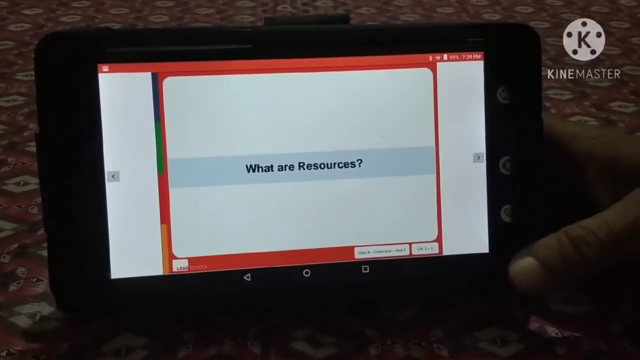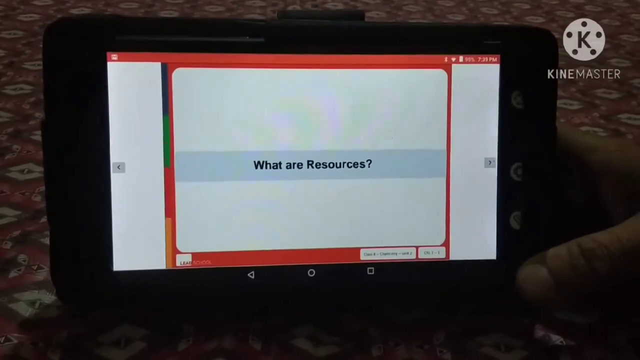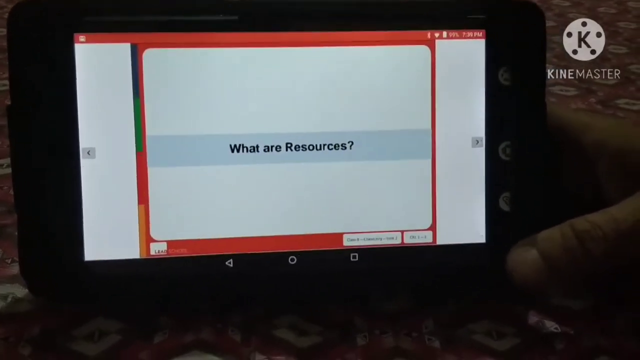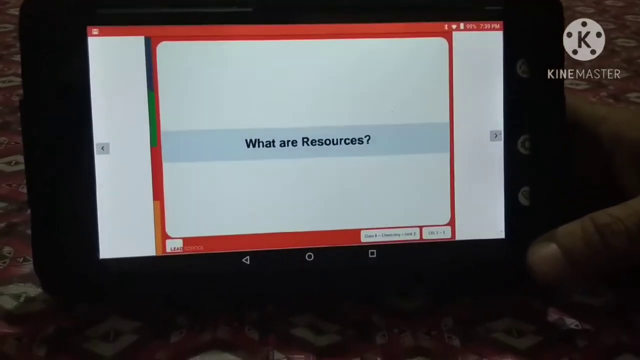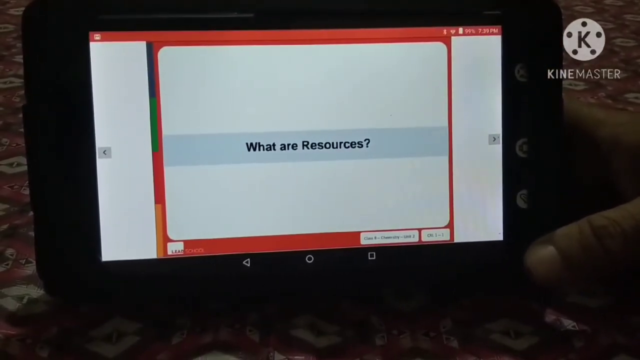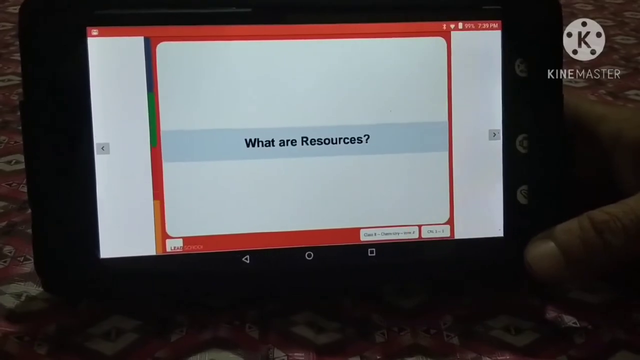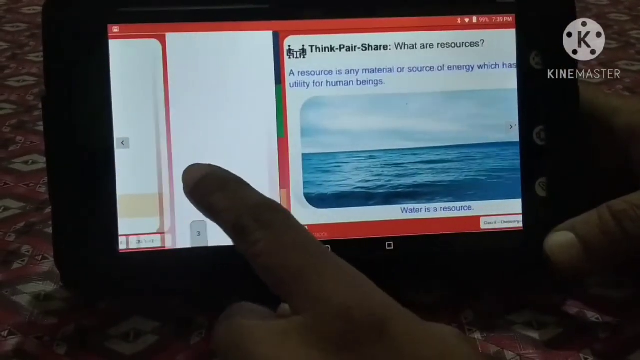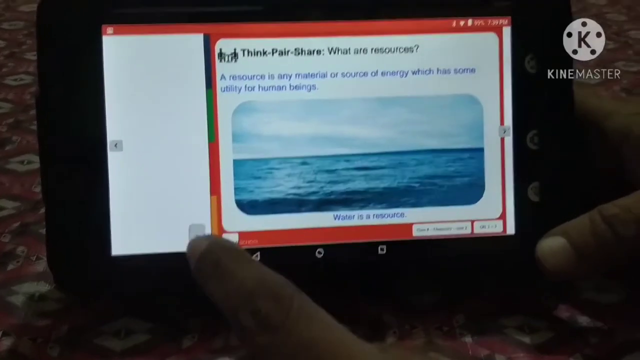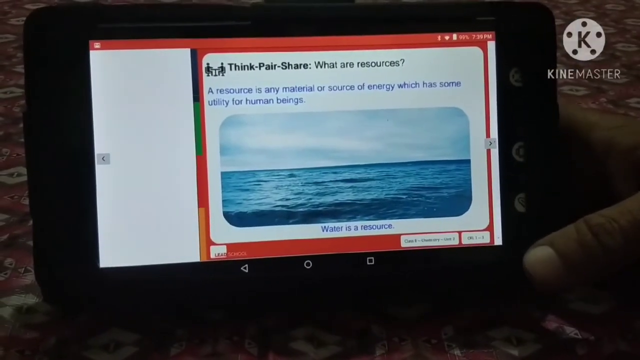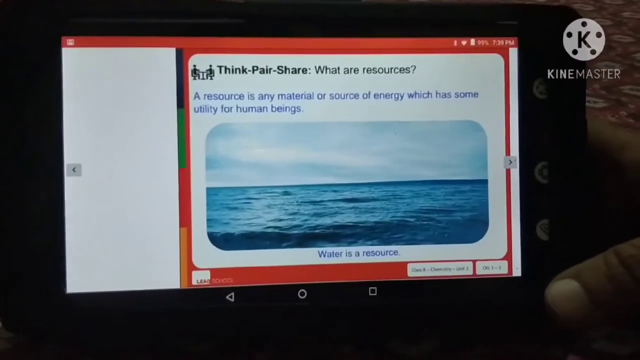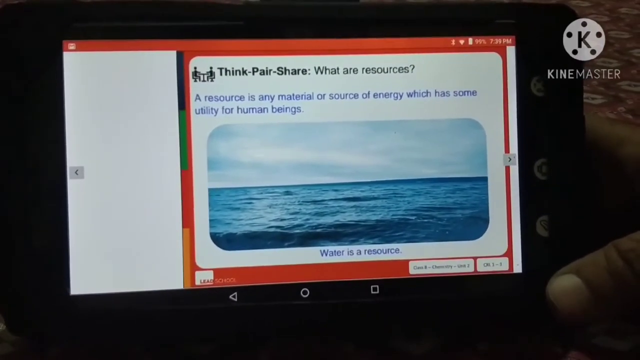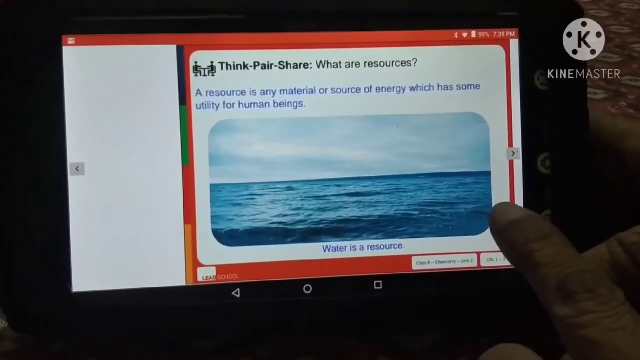We have started Unit 2 of Chemistry and we are going to revise what we have studied in the last 4 days, right? First we studied about resources. So let us see what are resources. A resource is any material or source of energy which has some utility for human beings. Water is a resource.